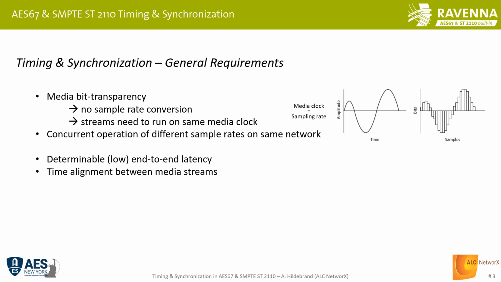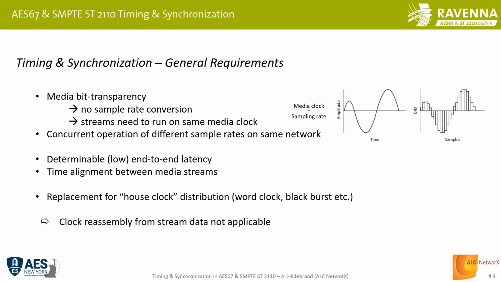And if I have a determinable end-to-end latency, I will also care about time alignment between media streams, so that I can have sample accurately aligned playout between any two or even more streams, in the same or different places in the network. And then, of course, since I already have a network in place, I want to get rid of the house clock distribution, usually the green wire you're running around your facility carrying a word clock or black burst or any other genlock signal.